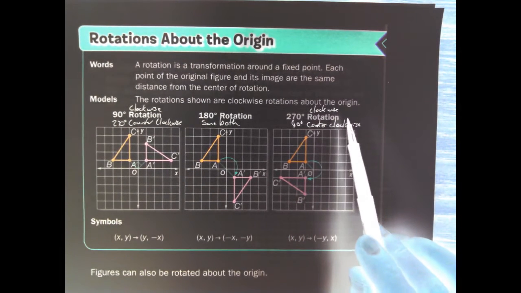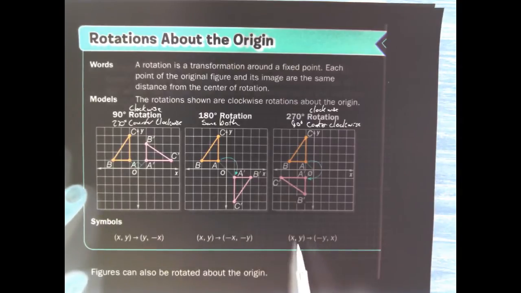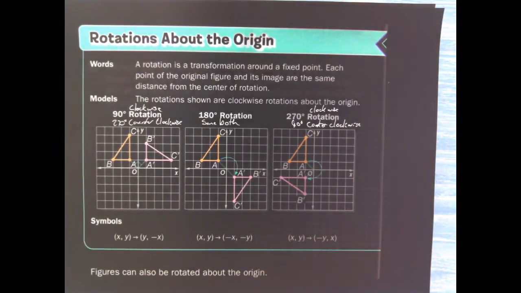For the 180 degree rotation in either direction, we just make both of them negative. For the 270 clockwise or the 90 degree counterclockwise, we again interchange the x and y, we flip-flop their positions, and then we make the y negative instead of the x. Okay, so these are going to be figures that will be rotated about the origin.